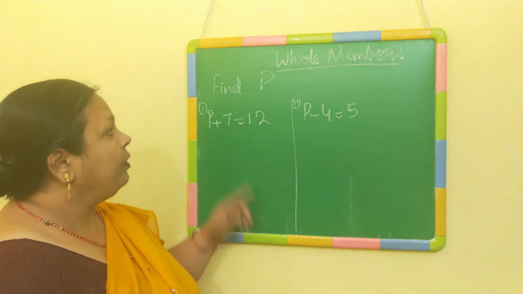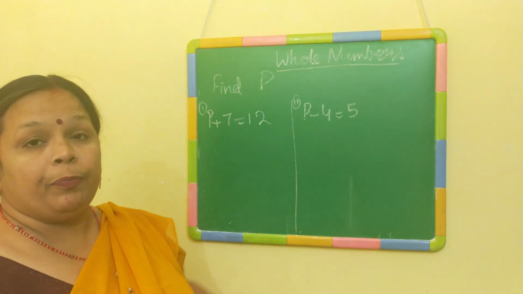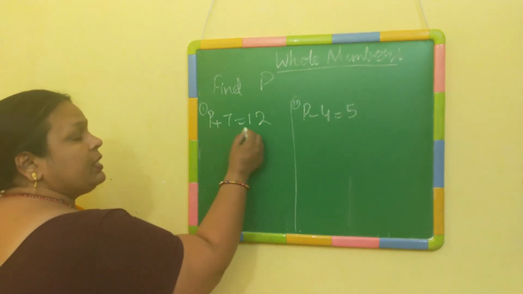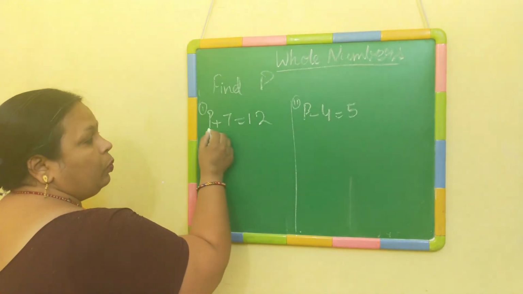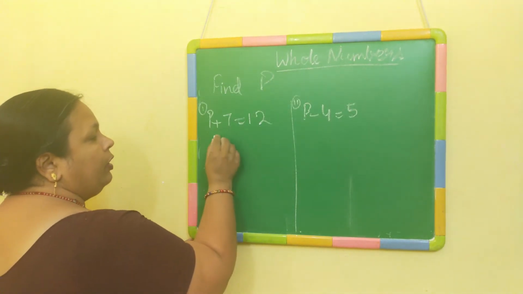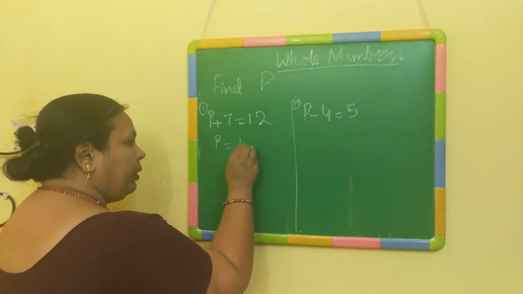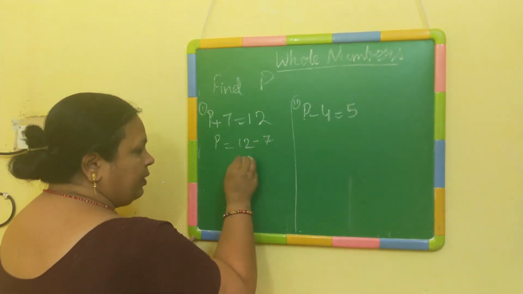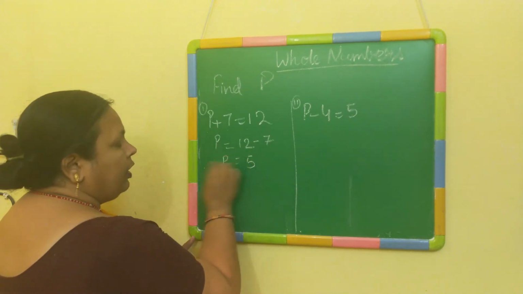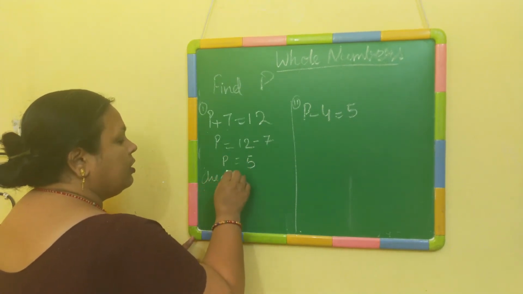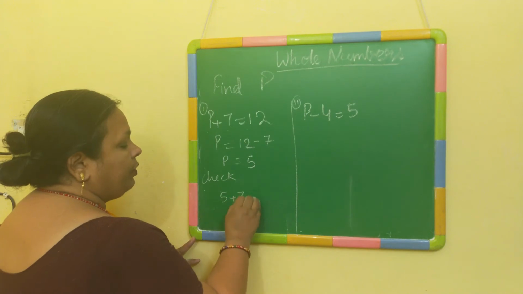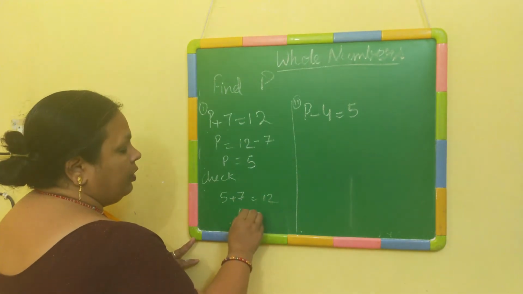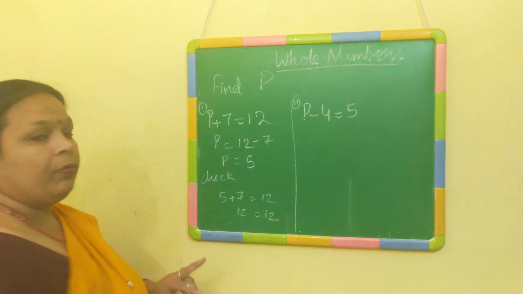Now the next example, we are going to find the value of P. If P plus 7 is equal to 12, what will be the value of P? It's very simple. We will move this plus 7 to the other side, where it becomes minus 7, and this will be 5. We can check our answer by adding 5 to 7. We get 12. 12 is equal to 12.